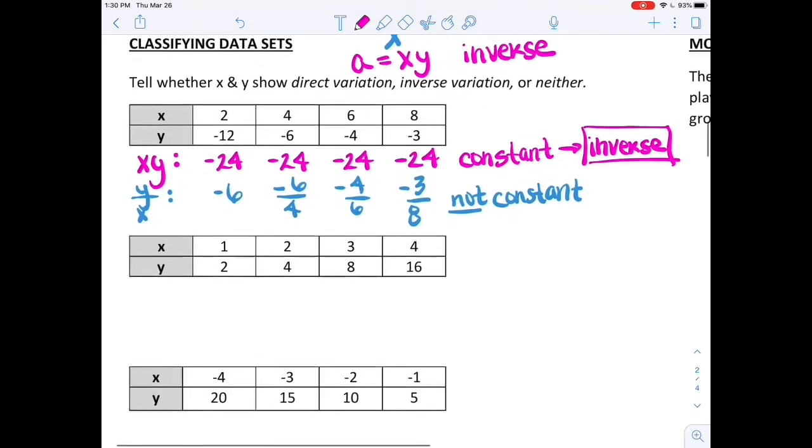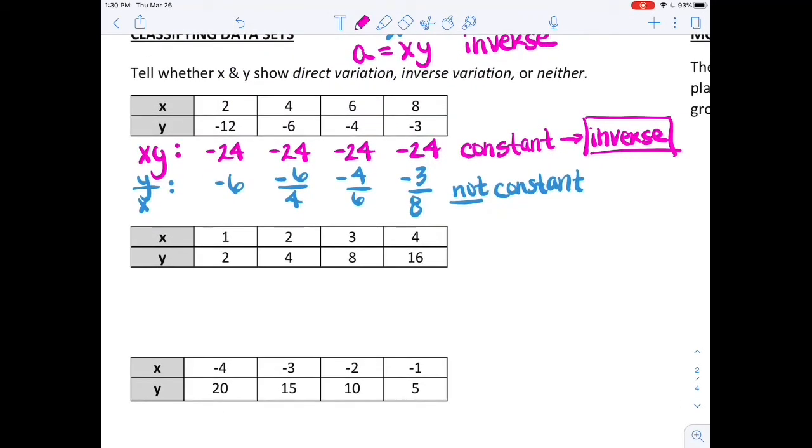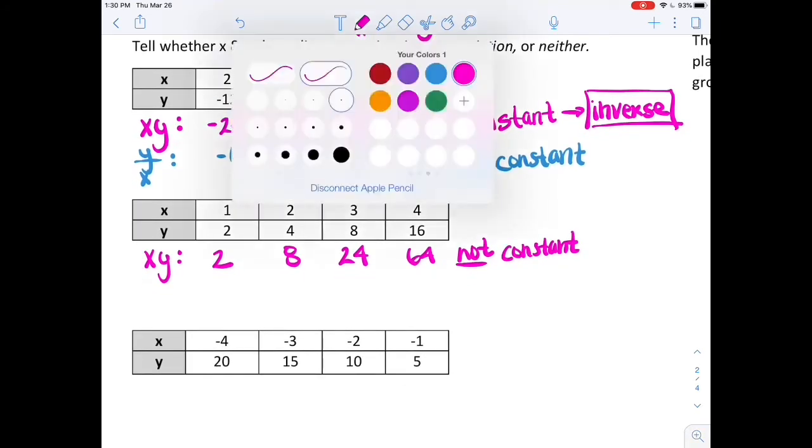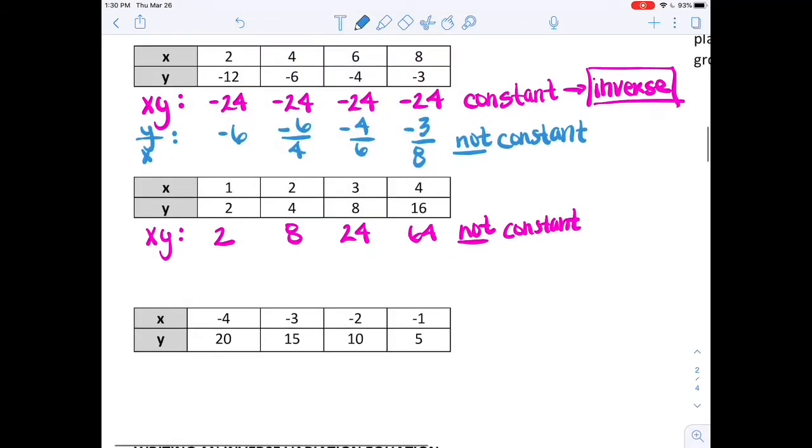All right, let's do the same thing on this next one. So I will first do the product, which would tell me if we might have inverse variation. So 1 times 2 is 2, 2 times 4, 8, 3 times 8, 24, and 4 times 16, 64. This is not constant. So that means we don't have inverse variation. We cannot assume, though, that we have direct variation just because we don't have inverse. We need to check it and see.